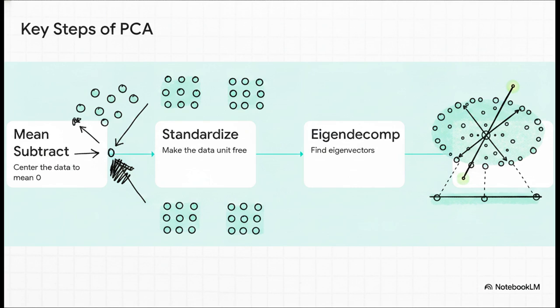Step 3 is eigendecomposition. This is the real magic, where we compute the covariance matrix to find those exact eigenvectors and eigenvalues we just talked about. And finally, step 4 is projection, where we take our original data, multiply it by our top eigenvectors, and boom, we project it into our newly created lower dimensional space.